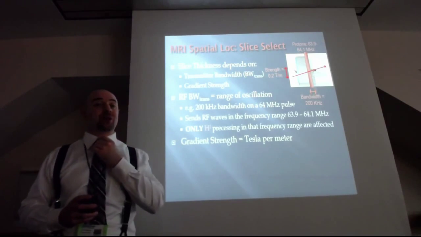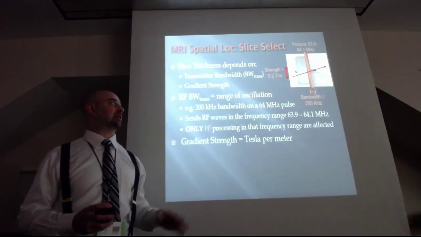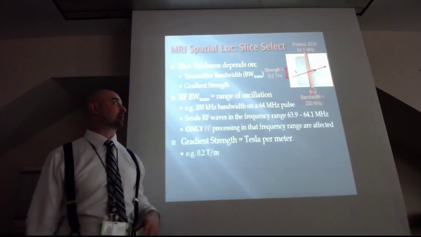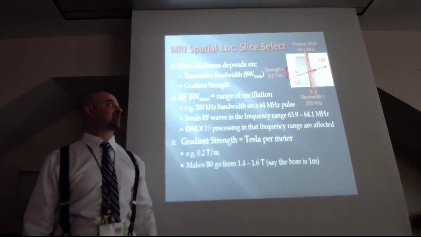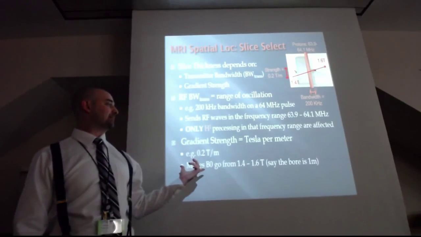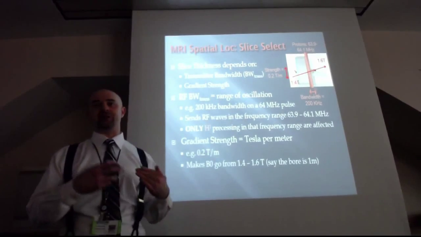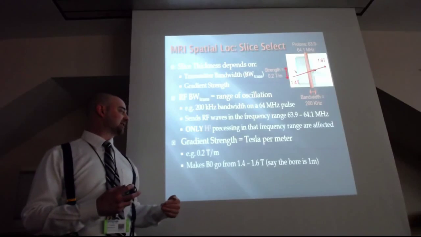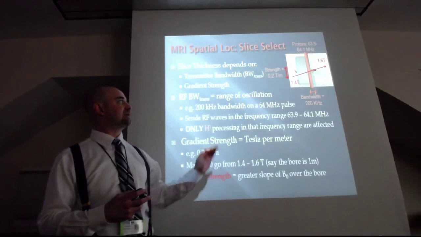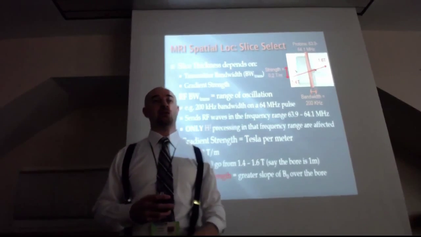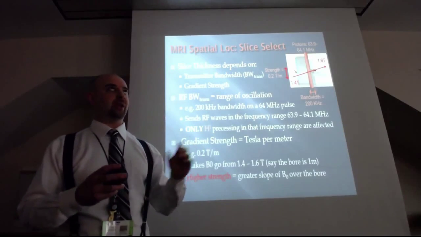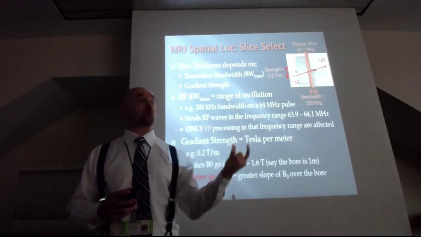Now, the gradient strength is the other thing we can manipulate. Measure that in, say, Tesla per meter. Say our strength is 0.2 Tesla per meter. Well, that means, like we said, B0 goes from 1.4 to 1.6. But notice that if you were to change the slope of this gradient, then it would actually change the range of frequencies along it, right?